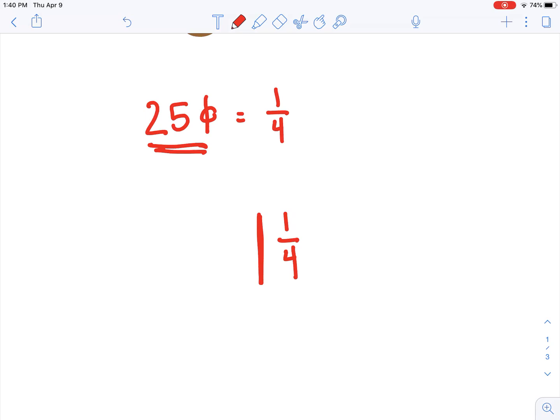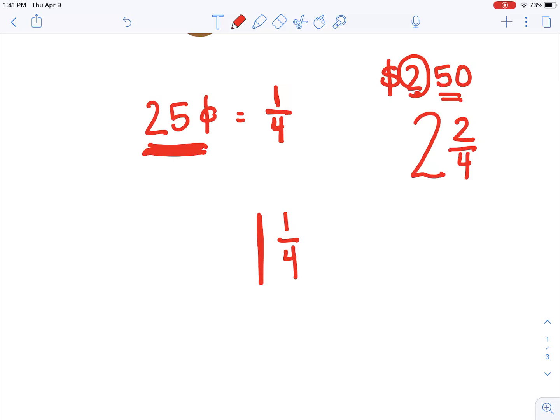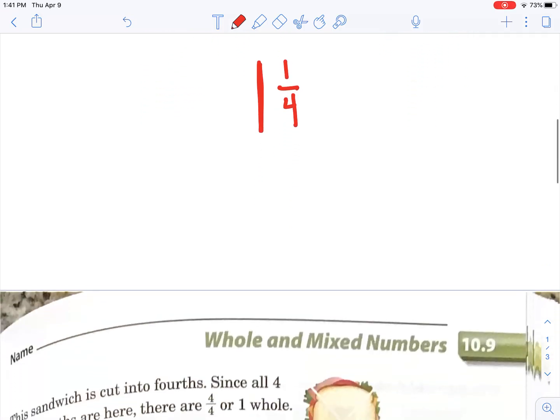Ooh, challenge for anyone who is really looking for a challenge today. How much if you have $2.50? What is that as a fraction? Let's think about it. If 25 cents equals 1/4, then 50 cents equals what? 2/4. Do I just have 2/4? Nope. How many whole dollars do I have? 2. So $2.50 as a fraction, this is a real big brain challenge, is 2 2/4 dollars. Isn't that amazing? That was just a fun challenge.